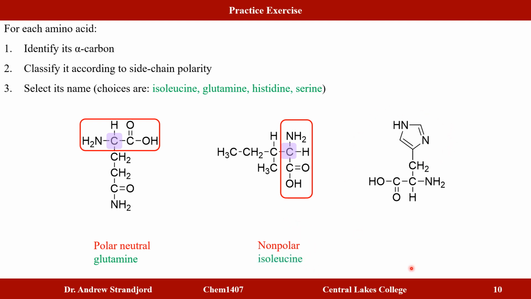If I look at this molecule right here, again, identify my carboxylic acid and my amino group. The carbon which bridges both of those two groups is my alpha carbon. I look at my side chain here. This nitrogen here has a lone pair of electrons on it that is free to act as a base. This one here would be a polar basic amino acid, and this one happens to be histidine.